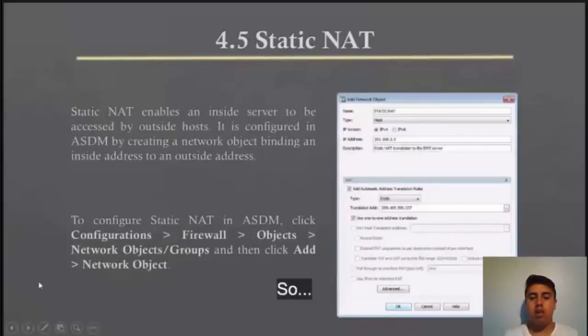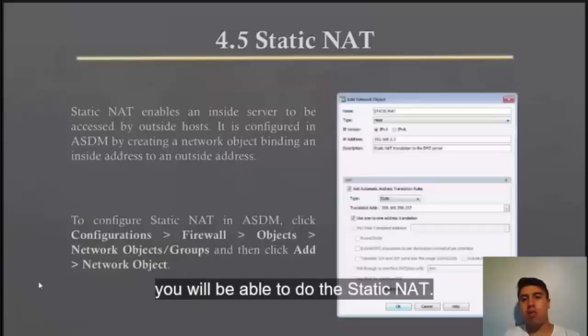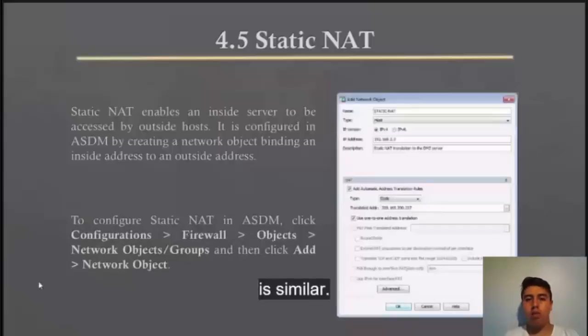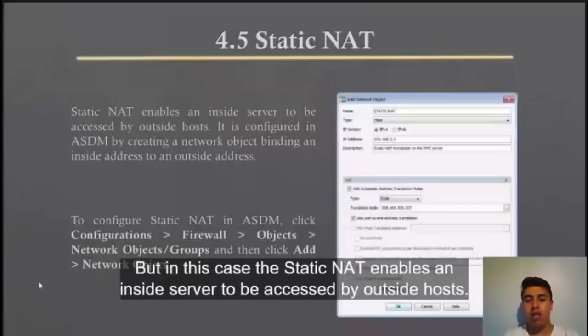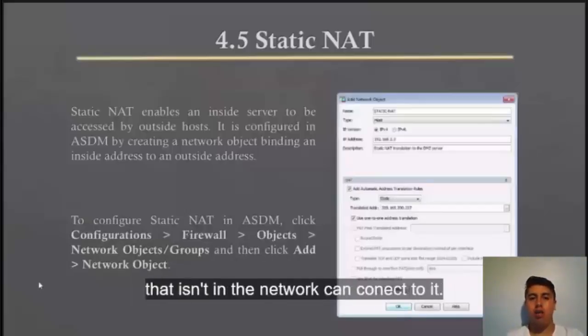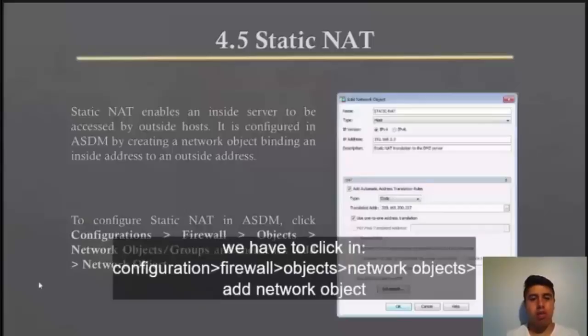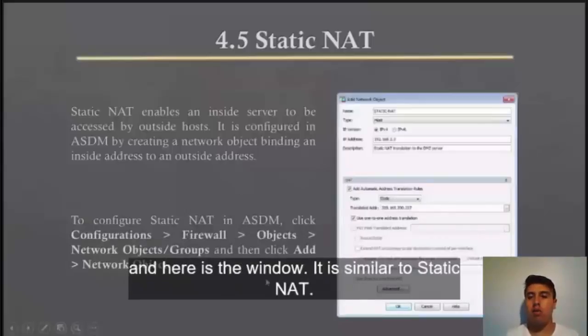So if you can do the dynamic NAT, you are able to do the static NAT. It's similar, but in this case, the static NAT enables an inside server to be accessed by an outside host. In this case, the static NAT permits a host that isn't in the network to connect to it. So to configure it, we have to click in configuration, firewall, objects, networks, and add network object. And the window is similar to the dynamic NAT.